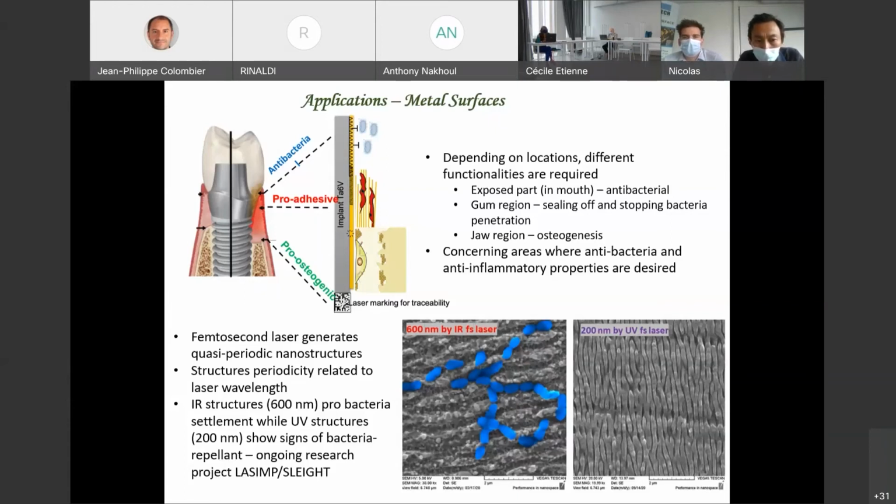And this is still ongoing research. It's called LASIMP, and this is a research project financially supported by Manutech-SLEIGHT.